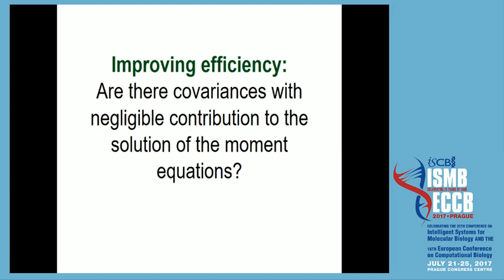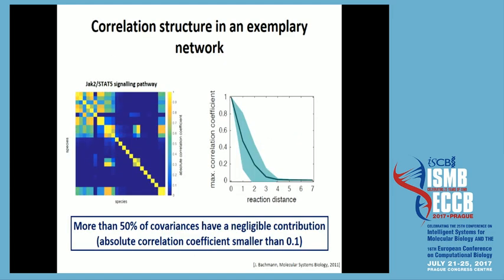To show you a motivational example, here we're looking at the JAK-STAT signaling pathway as modeled by Bachman and colleagues. We took this pathway and simulated it with the full second-order moment equations. And over the course of the simulation, we looked at the pairwise correlation coefficients between each pair of species. And we saw that for more than 50% of pairs of species, the correlation never exceeds the magnitude of 0.1, meaning that perhaps a large portion of these covariances can be left out without harming the accuracy of the moment approximation method.